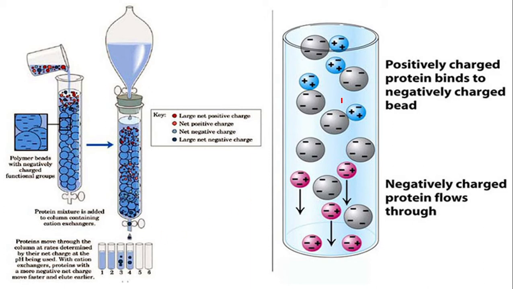In this diagram, what is happening here is actually enlarged. Positively charged protein binds to the negatively charged beads. Look here, we already told that the beads, the stationary phase, are negatively charged. So the negative charge is attracting positively charged proteins. So what happens? The negatively charged proteins are easily carried away by the solvent or by the mobile phase, and they reach the other end of the column easily.